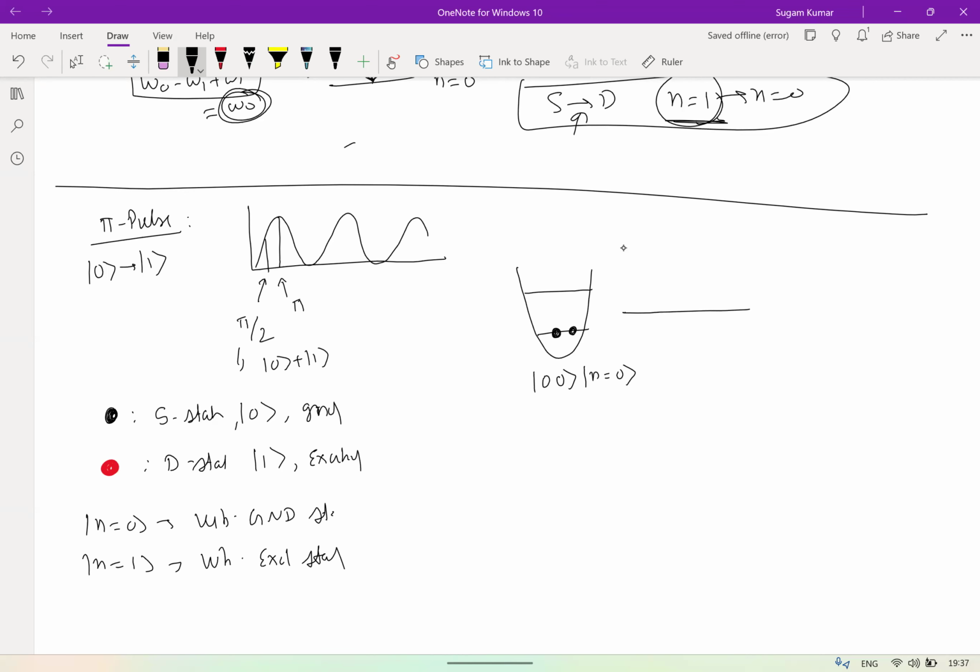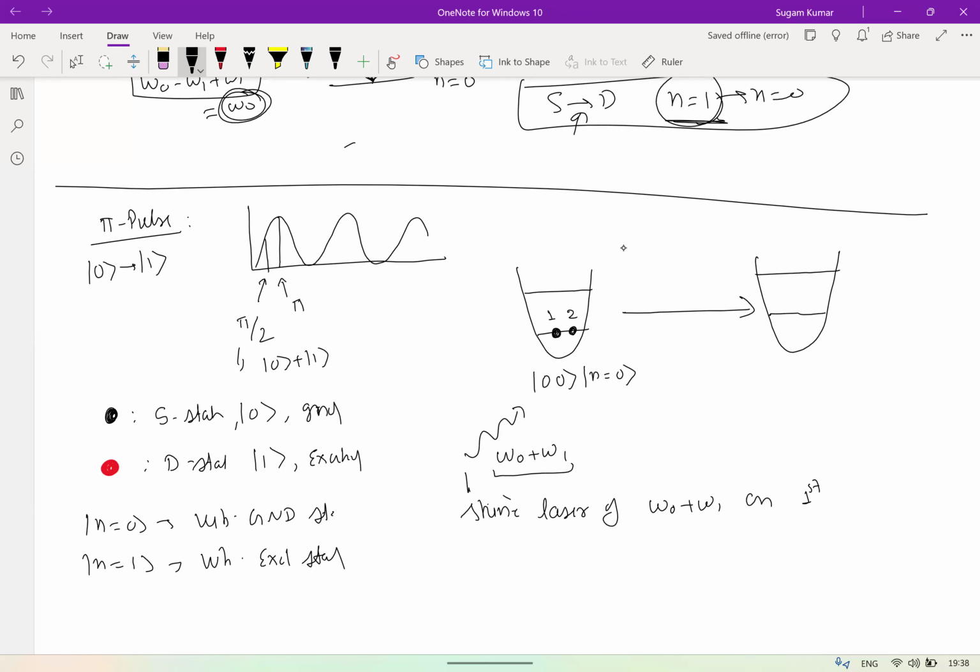So look at here. If I shine on this a laser of frequency omega naught plus omega 1, a single laser whose frequency equals this much, then what will it cause? It is going to excite both. So let us say that you shine a laser of omega naught plus omega 1 on the first calcium ion.